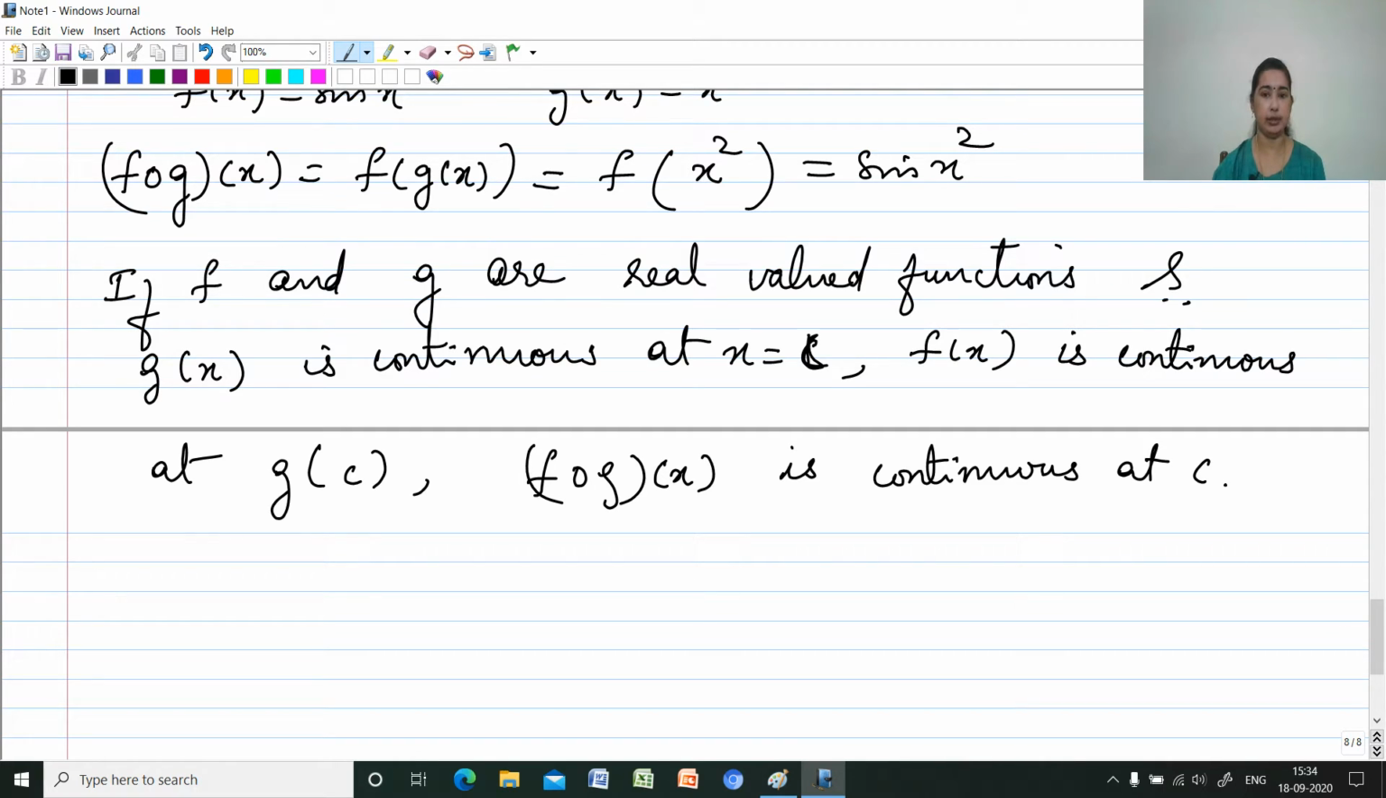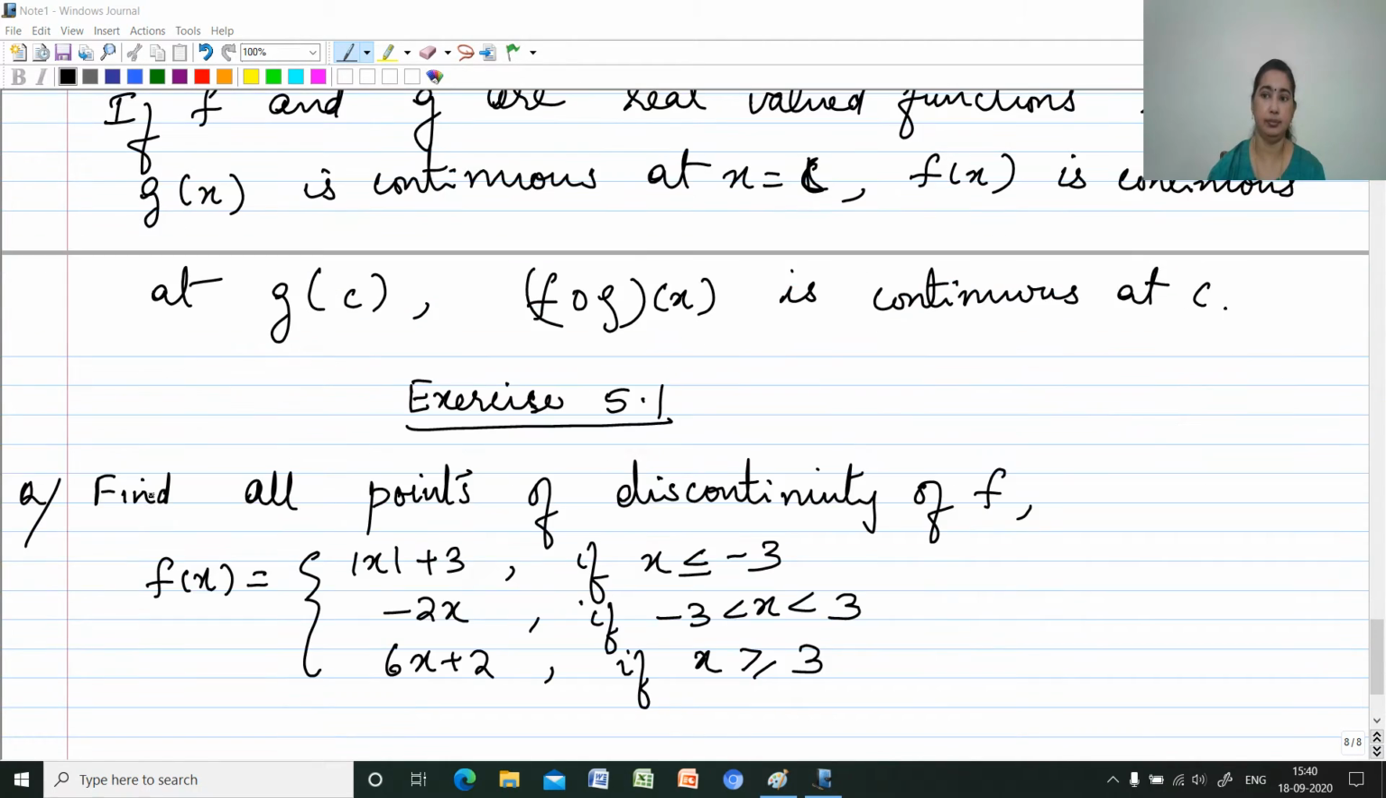So here we are getting sin x square, so it is a continuous function, since f of x and g of x are continuous. F composition g of x is also continuous. Now next, we are moving on to exercise questions.